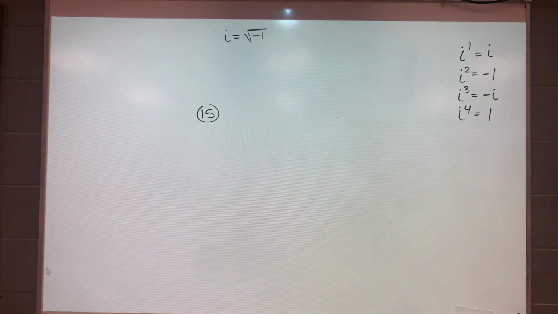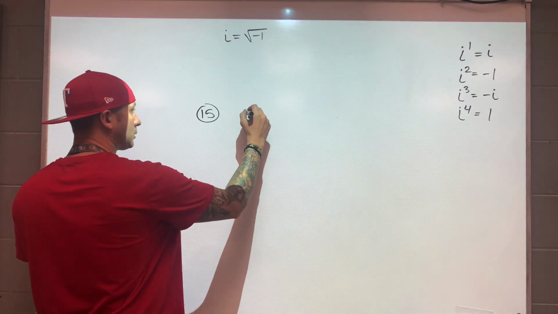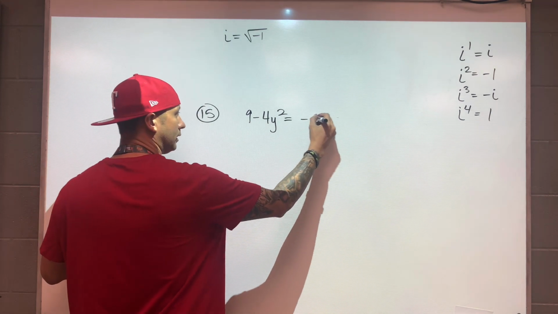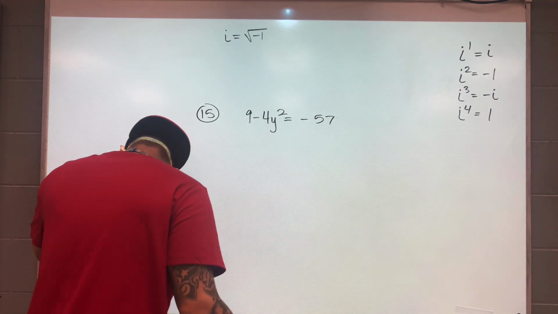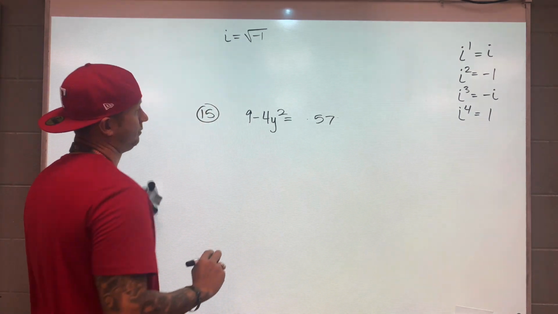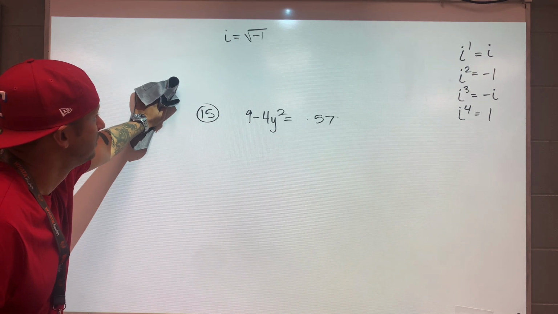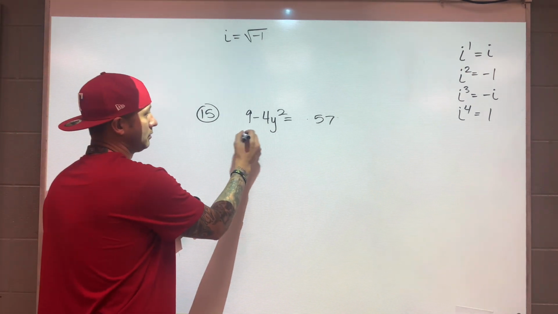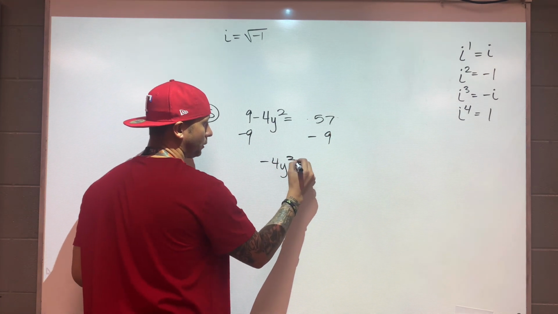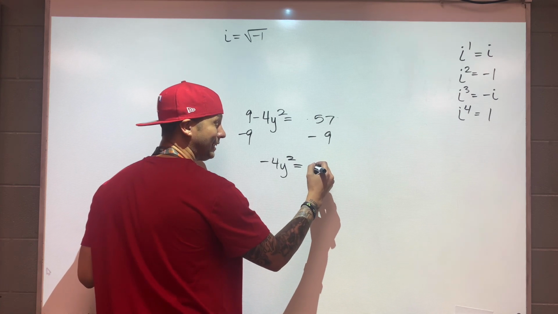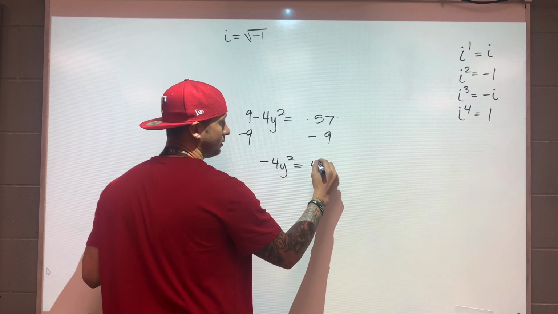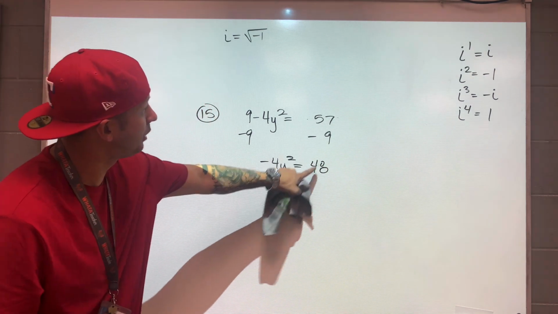15. 9 minus 4y squared equals positive 57, okay? I'm going to subtract 9 first. I'm trying to get y by itself. So this is negative 4y squared equals... 68? No, it's getting smaller. 48. So 48, right? 48 plus 9 is 57.